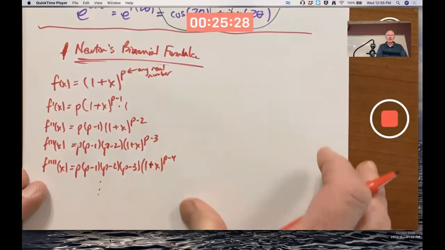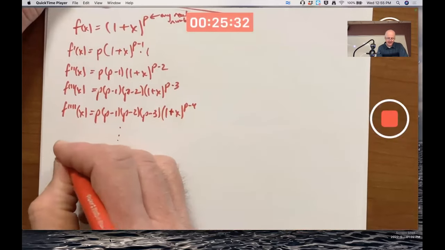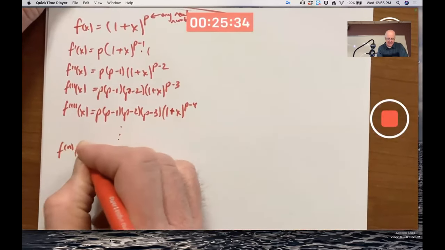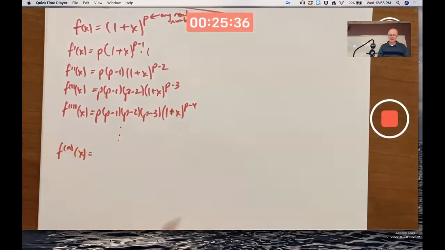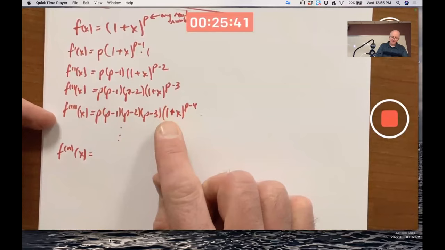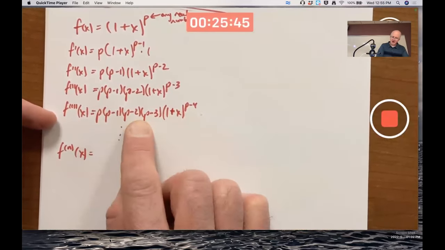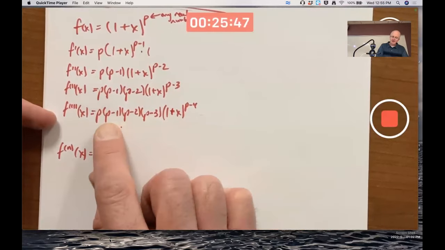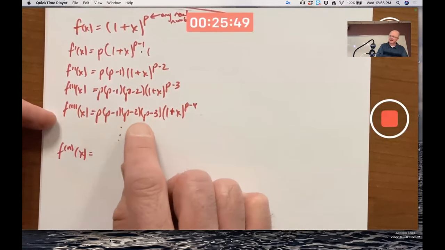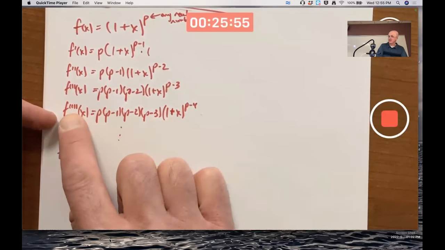What is the pattern? What would the nth derivative of f at x be? Notice that in each case, like consider the fourth derivative, in front of the 1 plus x to a certain power, you've got a certain product, p times p minus 1 times p minus 2, etc., where you've got 4 factors, in this case, matching the fact that we're doing the fourth derivative.